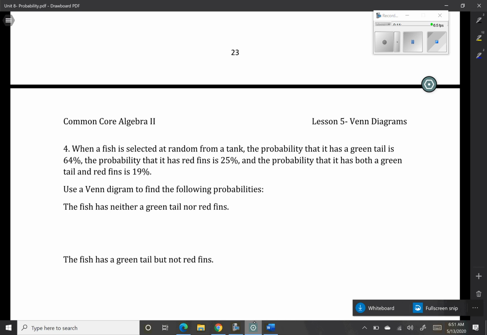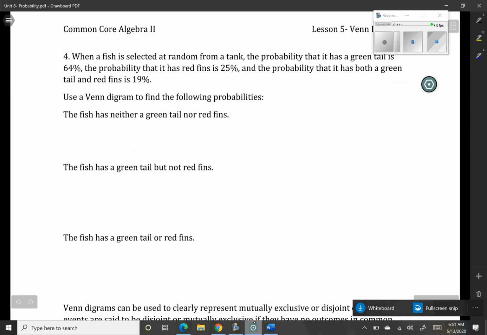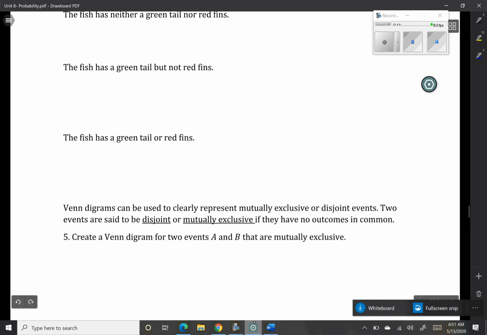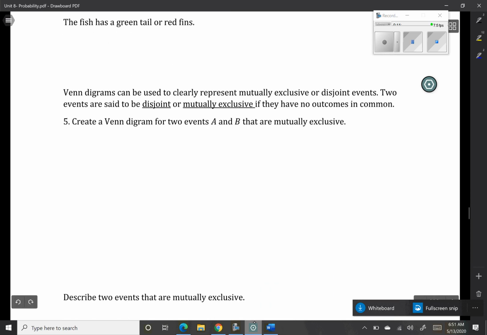We're going to skip number 4. It's basically exactly the same as the book question, just with fish. So kind of a waste of our time. And we're going to skip down here to number 5. Number 5 talks about another type of events. It's called mutually exclusive events. So mutually exclusive events have no common outcomes.